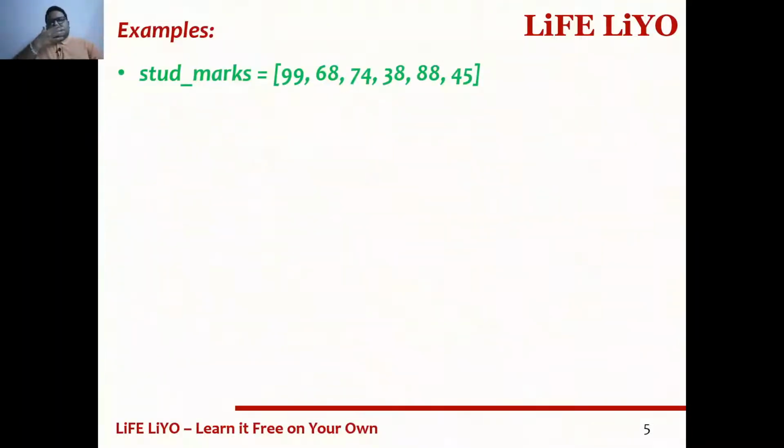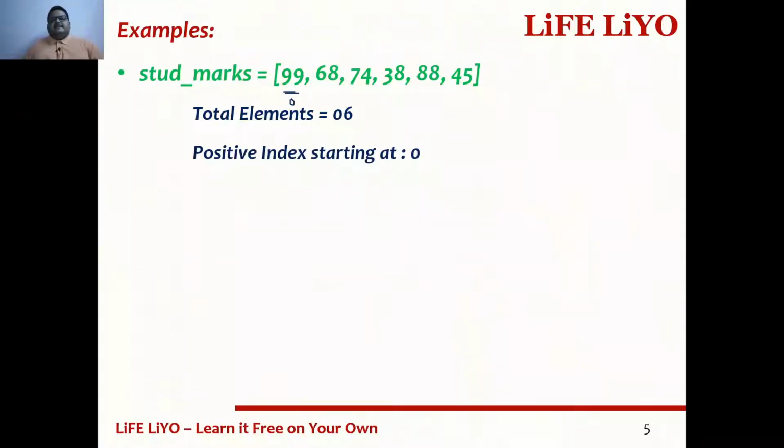Let's take this one. Example 99, 68, 74, 38, 88, 45. How many elements are there? Total 6 elements. The positive index starts at 0 and the index ends at the length minus 1. The length of this one is 6, so the ending will be 6 minus 1, that is 5. So positive index ends at 5.